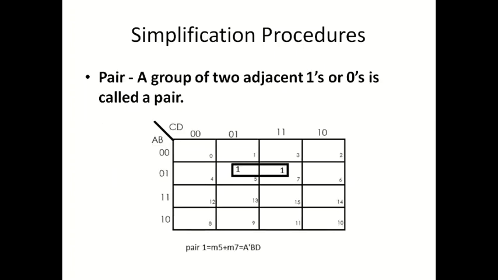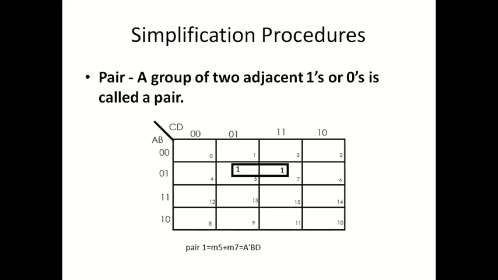Now I'm showing you how you can make a pair in the map. This is one example where I am getting 1 and 5 and 7. So first thing is you have to mark 1 in the map. The second thing is, you can see here that these two ones are aligned horizontally. So if two ones are aligned horizontally, then you can make a group to form a pair.